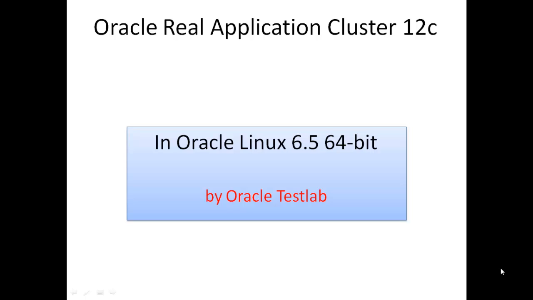Hello viewers, in this video we're going to discuss how to install Oracle Real Application Cluster 12c in Linux 6.5 64-bit. It's a series of videos. We're going to do the process in separate videos. Today we're going to discuss the architecture and pre-installation tasks, and then the grid infrastructure installation. In the next video we're going to install the Oracle software and then create the RAC Real Application Cluster database. So let's begin with today's session.